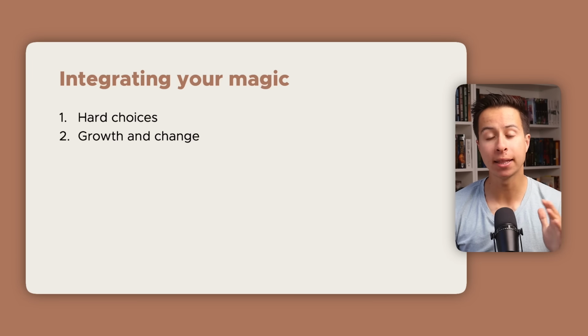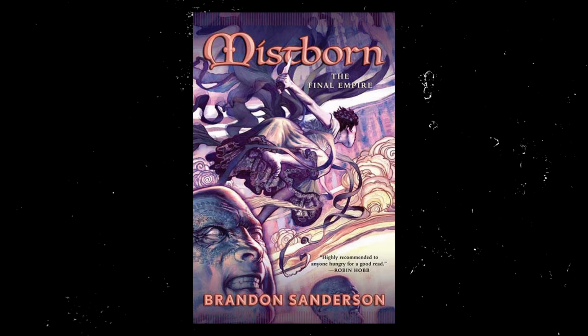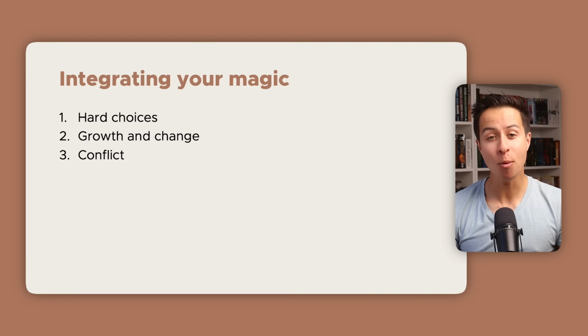Number two, how might this magic force your character to have to grow and change? In Mistborn, Vin has to open up and begin to trust Kelsier if she wants him to teach her how to use her allomantic abilities. Number three, how might this magic create conflict between different characters?